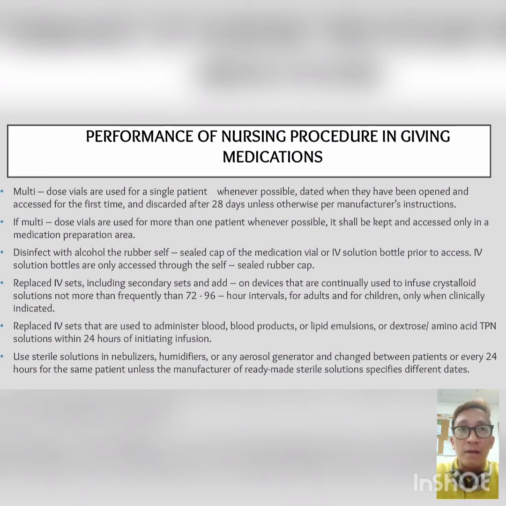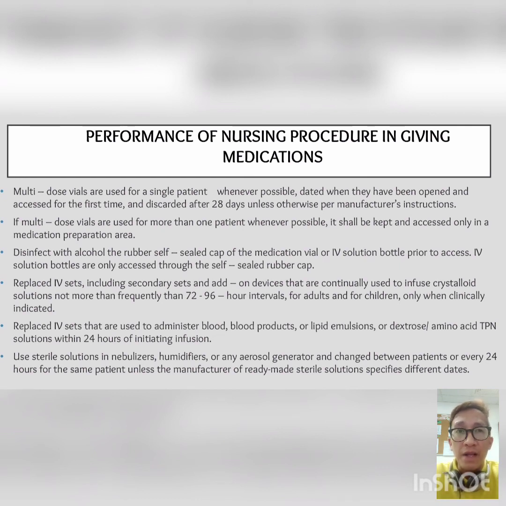Disinfect the rubber seal with alcohol. This is your vial. You need to disinfect the rubber seal once you remove the metal part of the cap of the medication vial or IV solution bottle prior to access. IV solution bottles are only accessed through the self-sealed rubber cap. Do not access anywhere aside from your self-sealed rubber cap if you are going to spike or access the IV bottles.